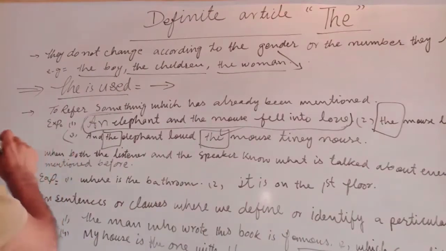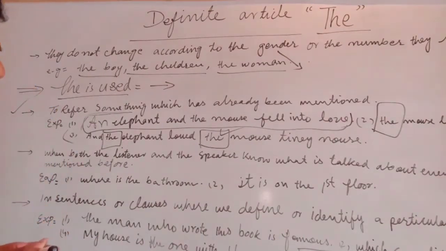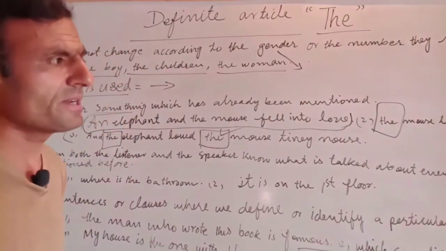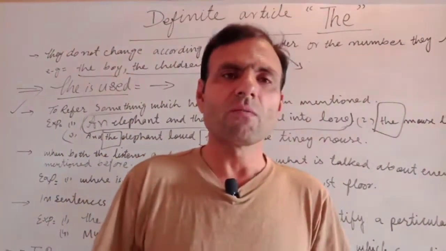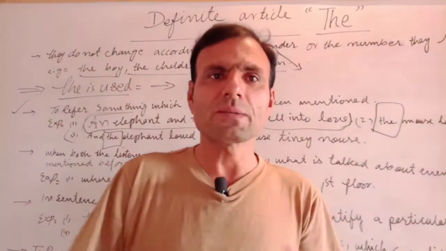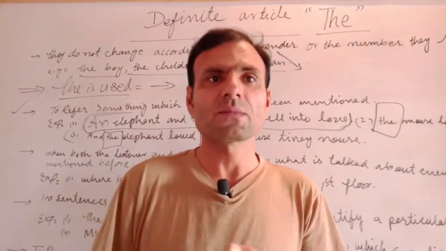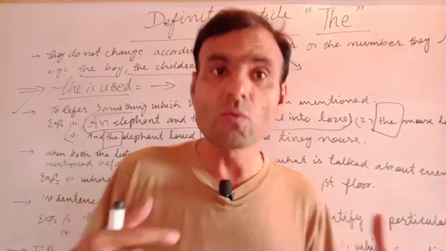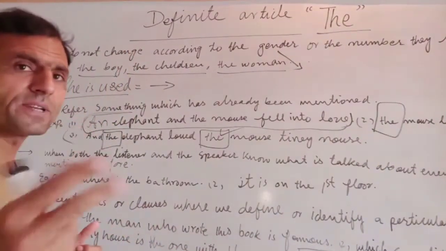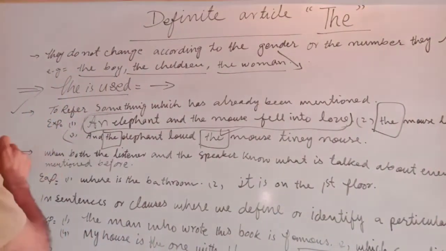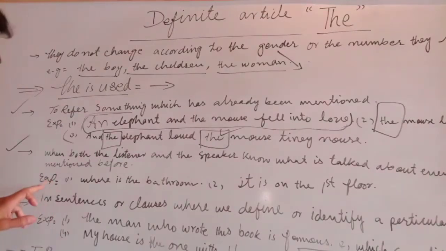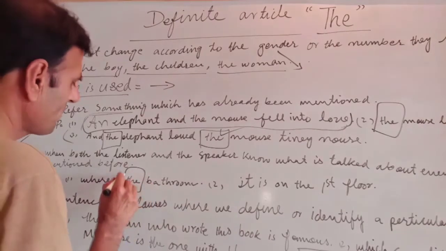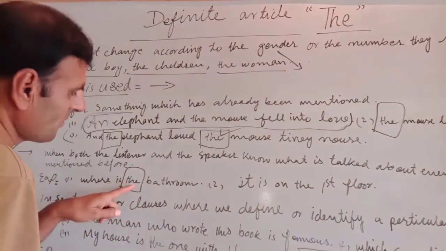Okay, see here the other usage. This is done when both the listener and the speaker know what is talked about, even if it has not been mentioned before. When both the listener and the speaker know, even if it has not been mentioned before, we use the definite article, "the." How? See here, for example, where is the bathroom? The bathroom. Where is? Then we put here "the."